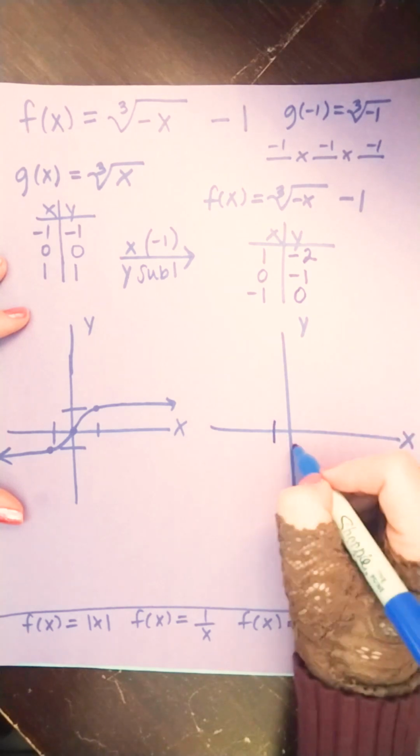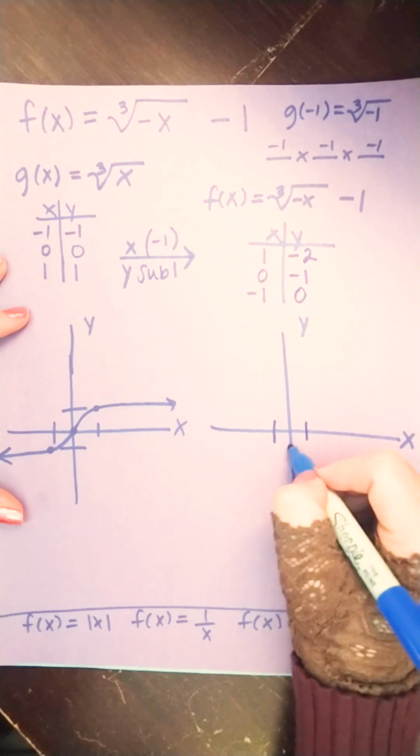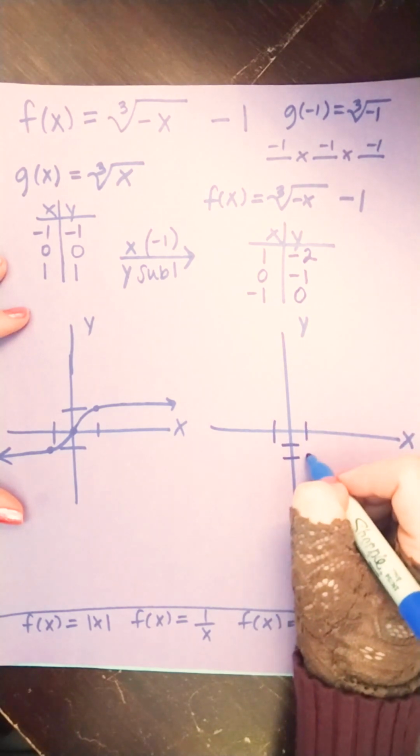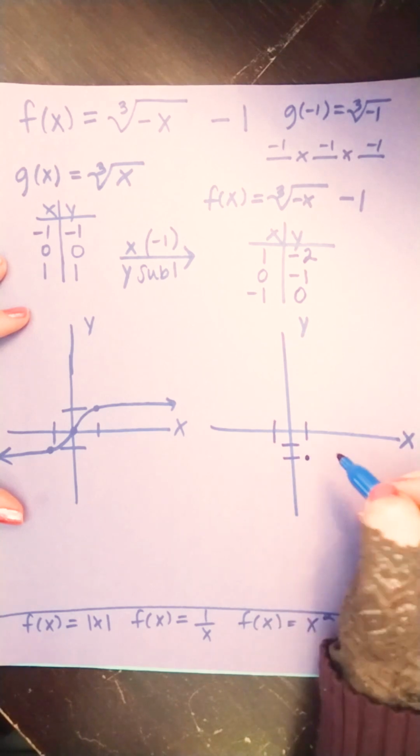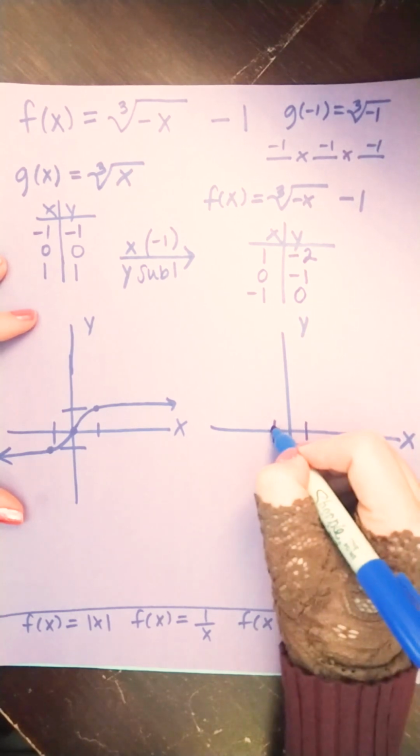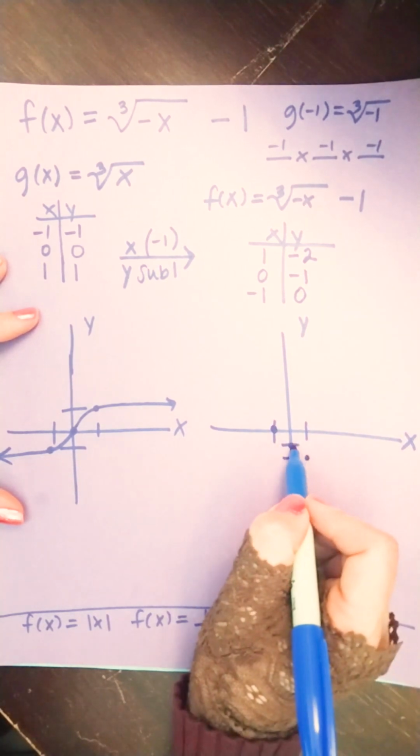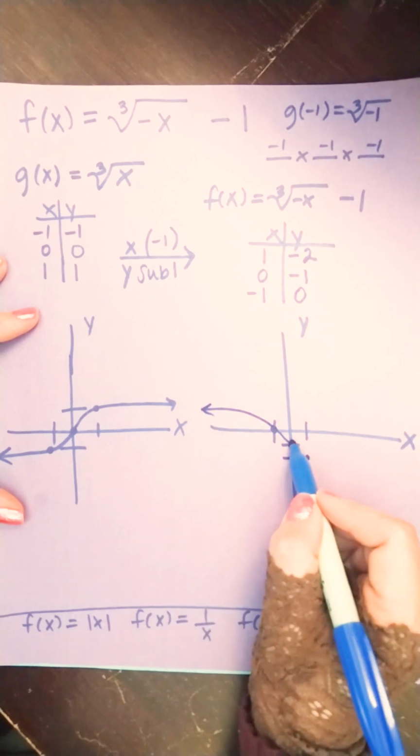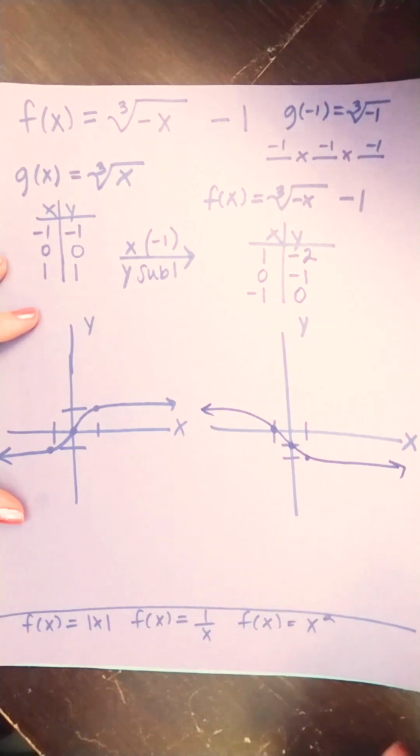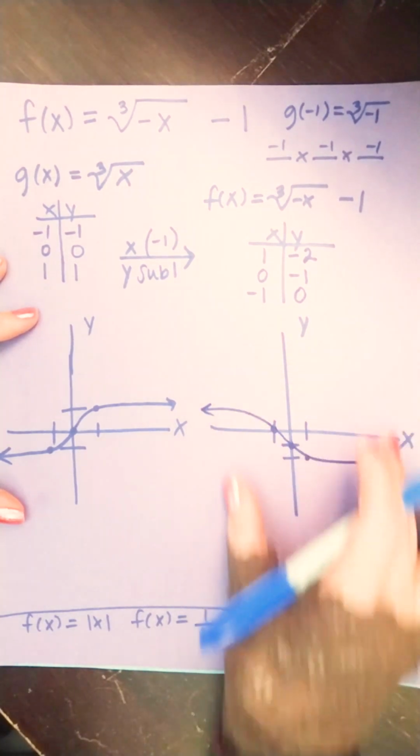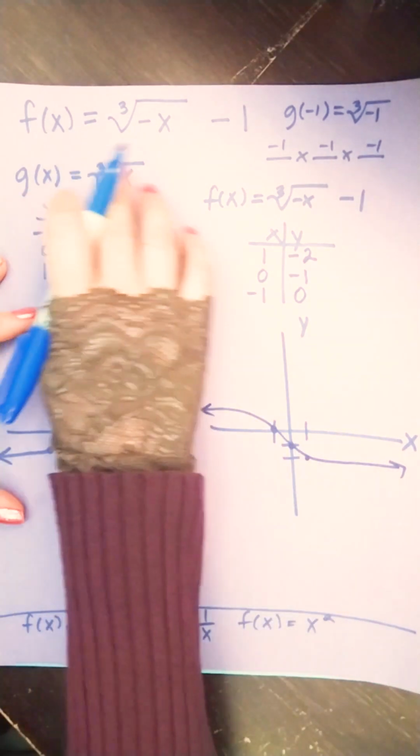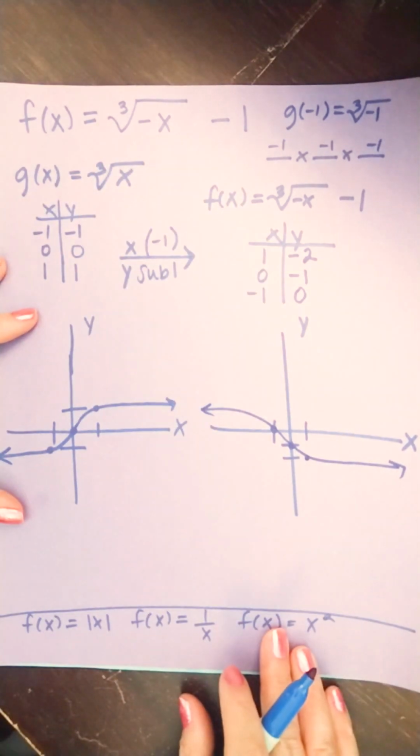So let's put those points: 1, negative 2, 0, negative 1, and negative 1, 0. And then we connect the dots like this. So this is it. This is your answer right here. This is a graph of this function using transformations.